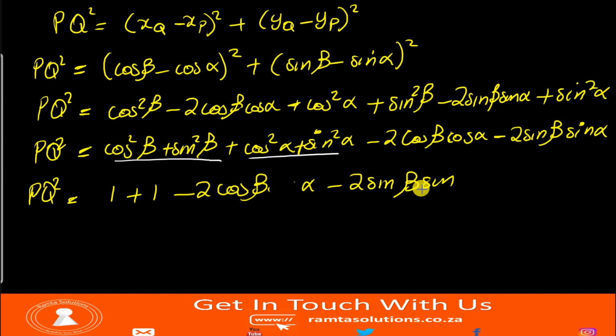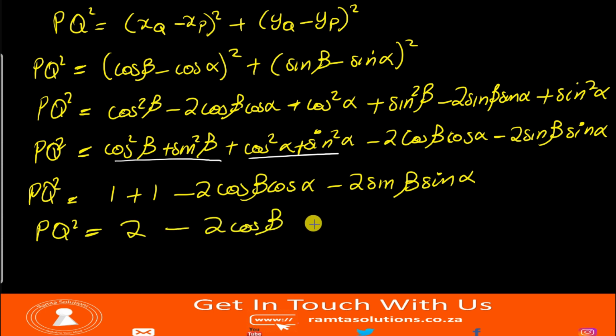And luckily I get reminded when I get to sine. So it's cos beta cos alpha minus 2 sine beta sine alpha. Again, PQ square equals 2 minus 2 cos beta cos alpha. I got it this time. Minus 2 sine beta sine alpha. I'm going to call this equation 2.